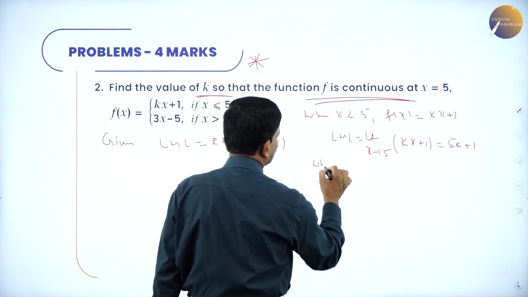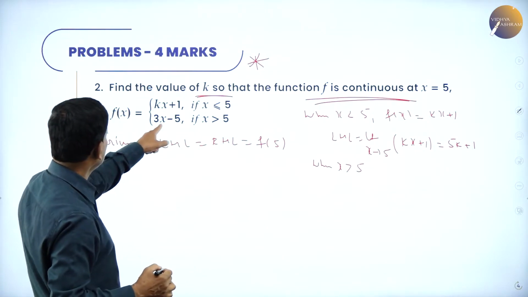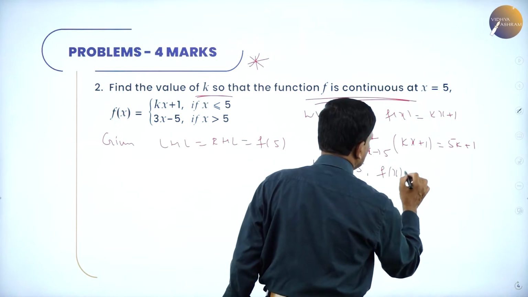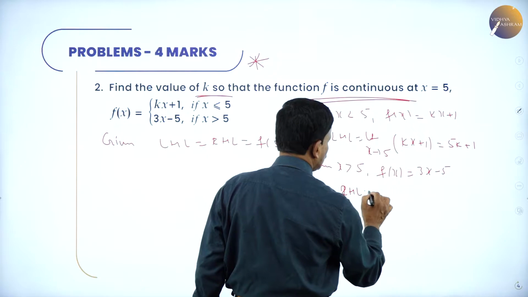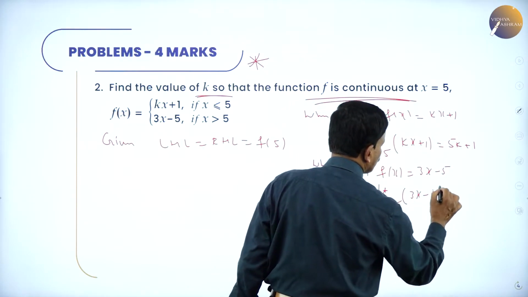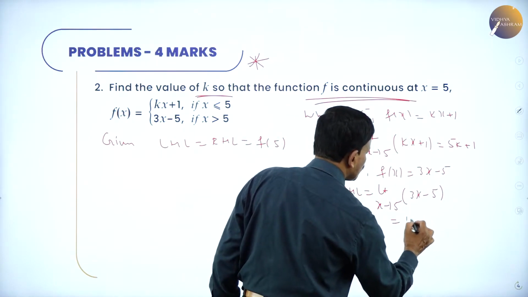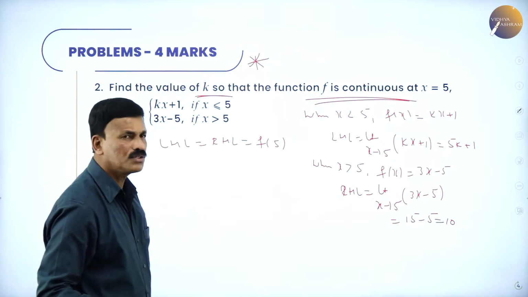Next, when x is greater than 5, f of x is defined by 3x minus 5. Therefore, the right hand limit is equal to limit x tends to 5 plus of 3x minus 5. So, put x equal to 5: 5 threes are 15, minus 5 is equal to 10. Right hand limit is equal to 10.